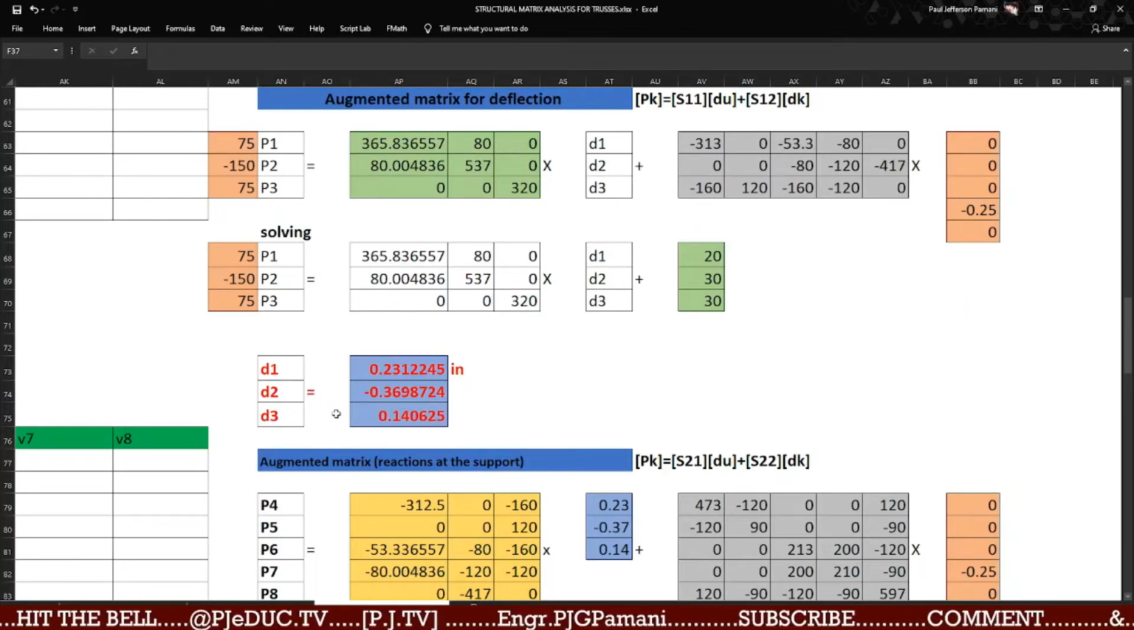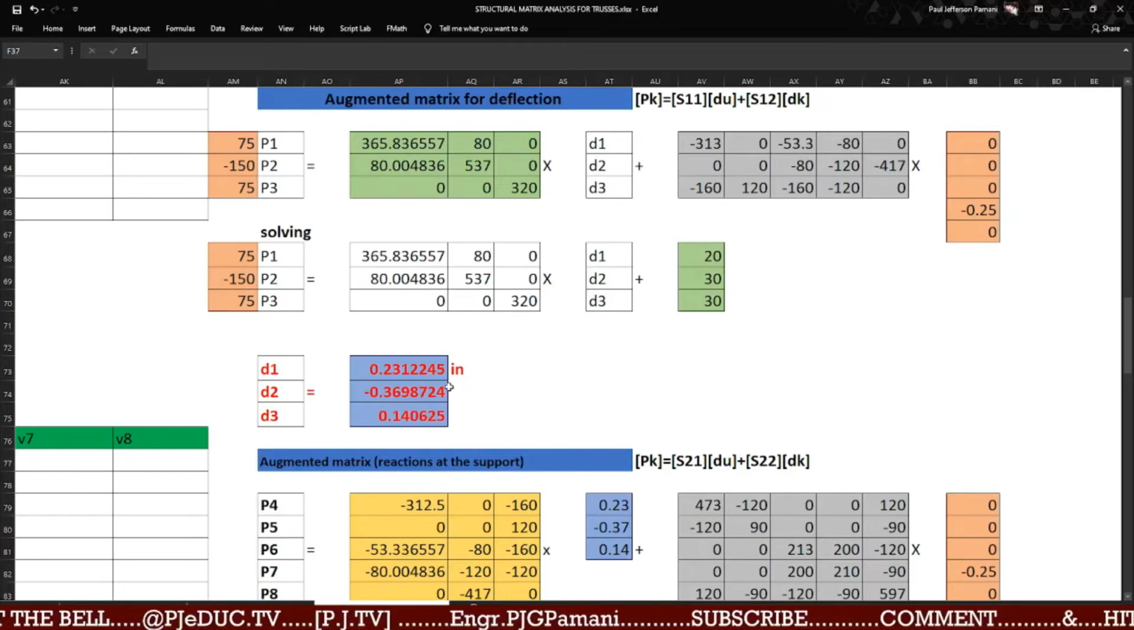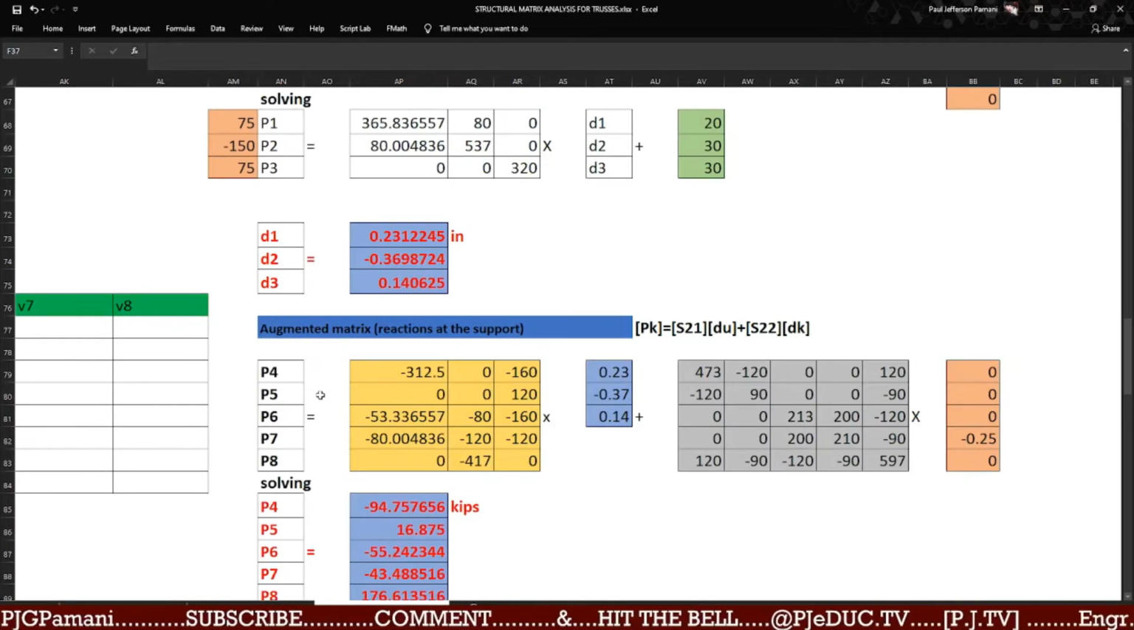Then eventually that will give us the new deflection for this truss system, which has an impending settlement on support 3 vertically downward. So hindi na siya parehas dun sa example natin sa number 2, dahil meron na tayong na-introduce na settlement at node 3 vertically. So after identifying the deflections D1, D2, and D3, we can then proceed on solving the augmented matrix for the reaction at the support of the given truss problem.